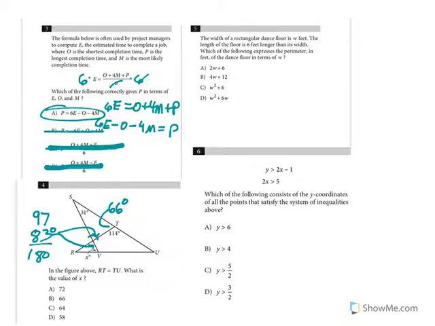Now we want to use the fact that it tells us RT equals TU. And since RT equals TU, that means these two angles are congruent. So we have 114 plus, we'll say Y. Both of those are Y since they're congruent. 114 plus 2Y equals 180. There's something else I could have used there. That means 2y equals 66 degrees, so y equals 33 degrees.